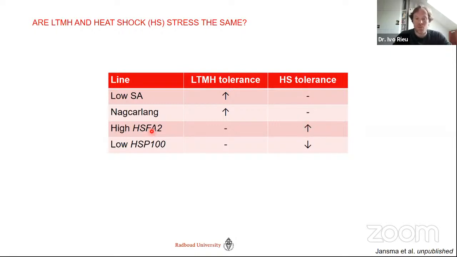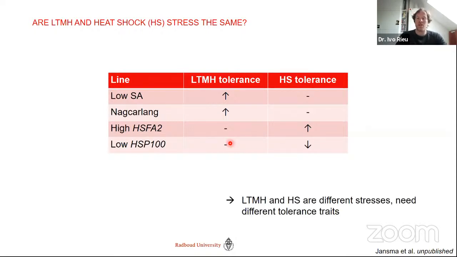And we also did the experiment the other way around. We had a line which had an overexpression of heat shock factor 2, and we saw that it was very tolerant to heat shock. But if you put it in the long-term mild heat, actually it's not doing better than the wild type. And here we have a line which has low heat shock protein 100. It's an important chaperone under heat shock. And indeed, if you put this plant in heat shock, it is not doing very well. It has problems. But if we put it in long-term mild heat, it does perfectly well.